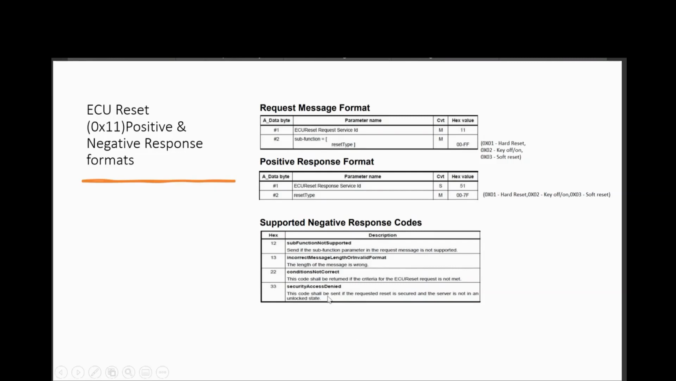To enable security access, there is a separate service for this, with a seed key algorithm. There's a big algorithm for that. So we have to unlock the ECU first, then send this reset, and only then is it allowed. Without that, if you send it, it will throw security access denied, meaning you are not authorized to send reset.